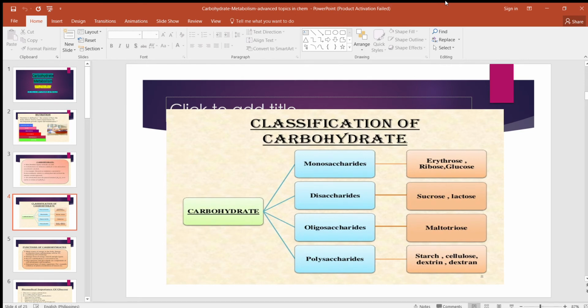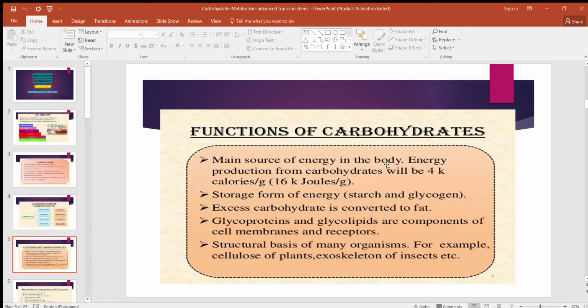We also classify carbohydrates into monosaccharides, disaccharides, oligosaccharides, and polysaccharides. The monosaccharide is the basic unit of carbohydrates. Examples of monosaccharides are erythrose, ribose, and glucose. The disaccharides are sucrose and lactose. Oligosaccharides include maltodextrose, and the polysaccharides are starch, cellulose, dextrin, and dextran. So this is how we classify the carbohydrates.